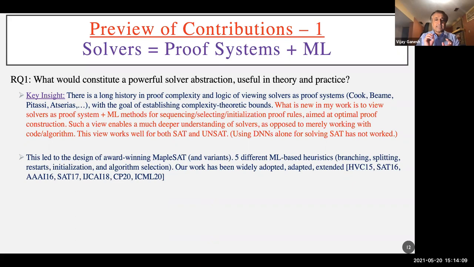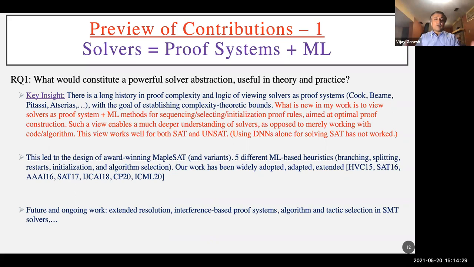This idea that a SAT solver is a combination of proof rules and machine learning methods aimed at optimally sequencing, selecting, and initializing proof rules is the core contribution that I made in the MapleSAT solver, which has then been adopted and adapted by many other researchers. And this has led to the award-winning MapleSAT solver. And since then, we have developed five different machine learning-based branching heuristics. In the future, ongoing work is to extend this to other kinds of solver methods like extended resolution, inference-based proof systems, SMT solvers, et cetera.